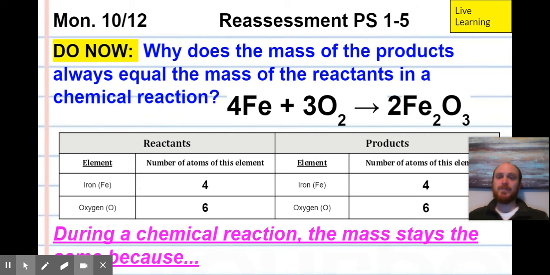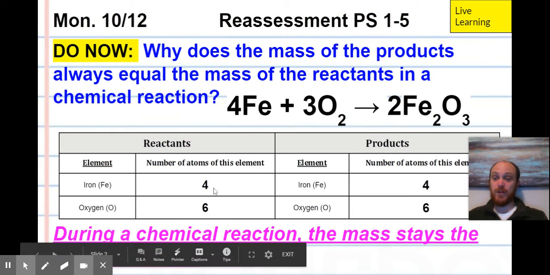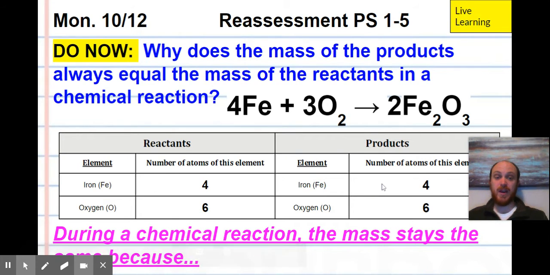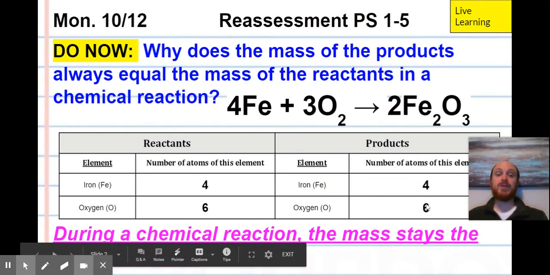Today, I want you to look at this and tell me, why does the mass of the products always equal the mass of the reactants in a chemical reaction? And I have an example chemical reaction for you. This is the rust reaction. This has 4 iron atoms reacted with 3 oxygen molecules to produce 2 iron oxide molecules. And I even have the table filled in for you. There's 4 iron and 6 oxygen on the left in the reactants, and 4 iron and 6 oxygen atoms in the products.